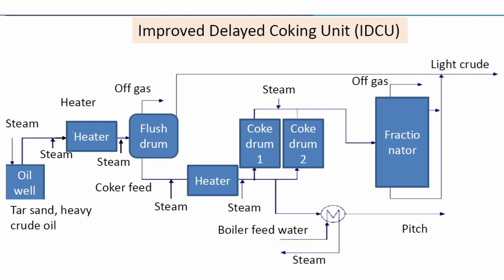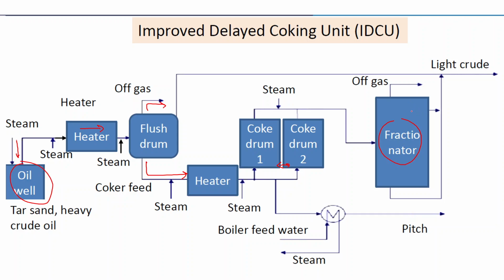So this is the flow sheet for improved delayed coking. Here we take the heavy crude along with the steam, and it is heated here. Further, it is sent to the flash drum, where the lighter off-gases are given out from here, and the coke feed is taken to another heater, where it is sent to the coke drums. It stays here for some time, giving off gases which are sent to the fractionator.